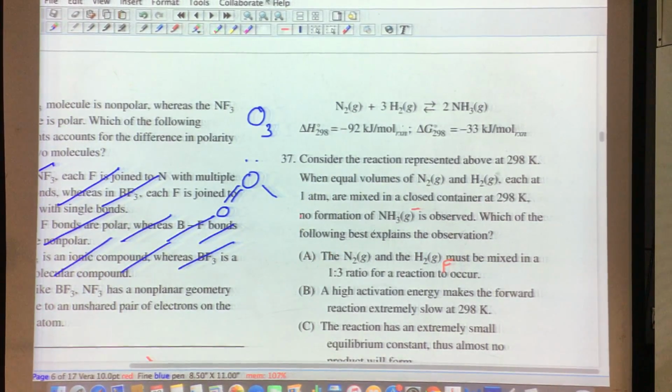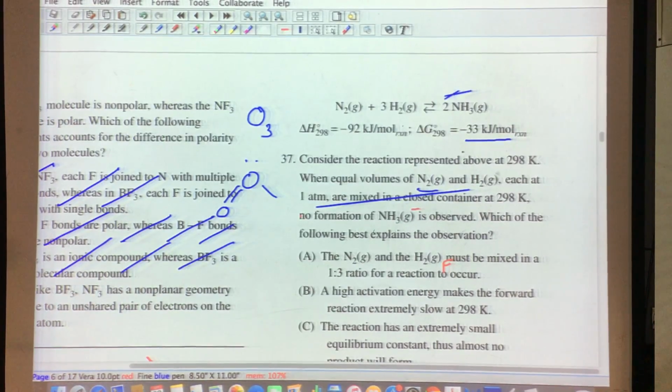Okay, so I've got a reaction. Oh my God, so much information. So much information. I'm giving up already. No! Consider the reaction represented above. When equal volumes of N2 and H2, each at 1 atmosphere, are mixed in a closed container, there's absolutely no NH3 being given off. What does this tell me? The reaction's not going forward. Why is it not going forward? Look at the spontaneity.